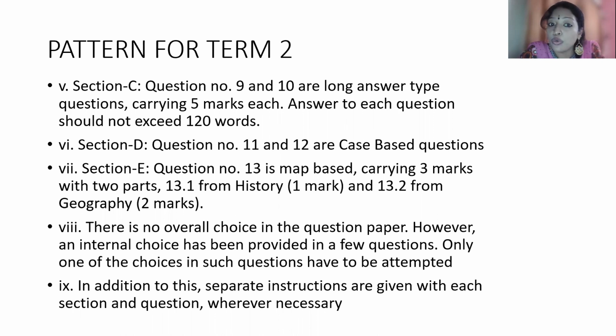Section C will have 2 questions, question number 9 and 10, which will be for 5 marks, and 120 is the word limit. And remember one thing, children, you're not going to write any answers in paragraphs. All the answers should be in points. So for 5 marks, it's always very important that you write a 2-line introduction and a 2-line conclusion with at least 5 points.